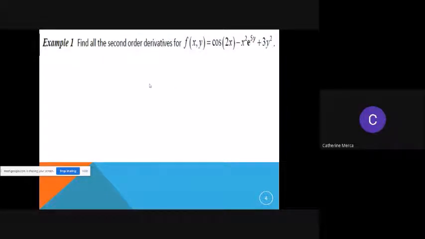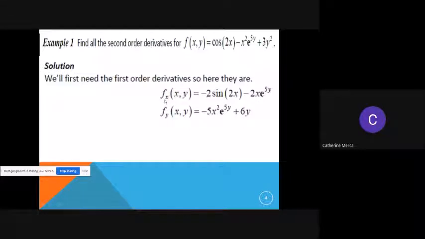Find all the second order partial derivatives of cosine of 2x minus x squared e to the 5y plus 3y squared. So you have fx, with respect to x. Can you still hear me? Hello? Is it the internet? Okay. So with respect to x, we have cosine. The derivative of cosine is negative sine u du, where u is 2x.